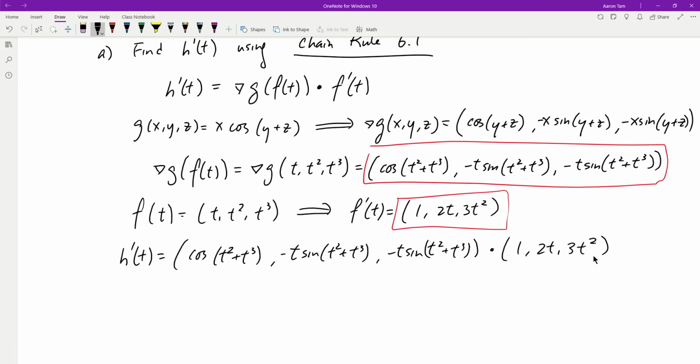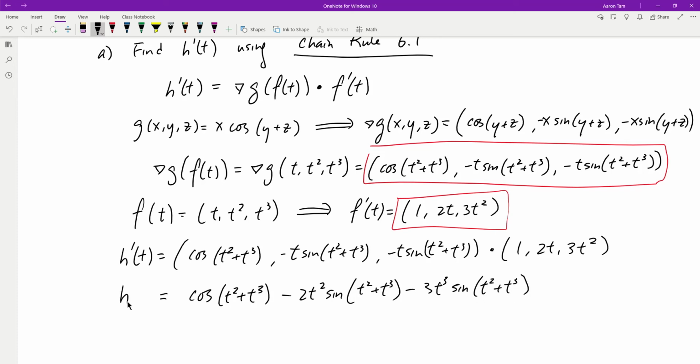Remember, the dot product returns a single value. Basically, what you do is pair them up, multiply, and then add them together. That's the important part. Therefore it becomes cosine of t squared plus t to the third, minus 2t squared sine of t squared plus t to the third, minus 3t to the third sine of t squared plus t to the third. So to me, this is what h prime is going to be.